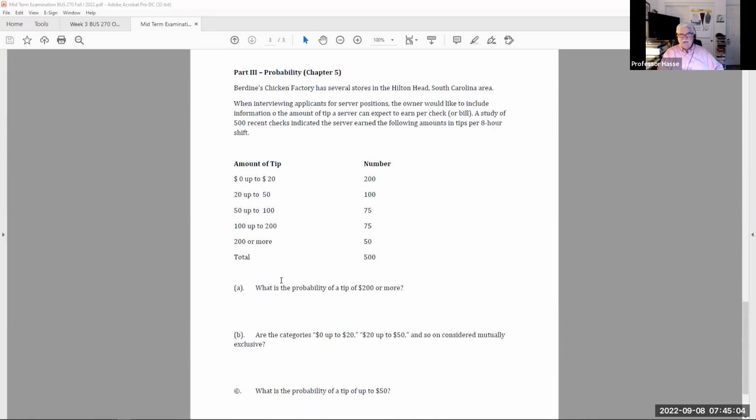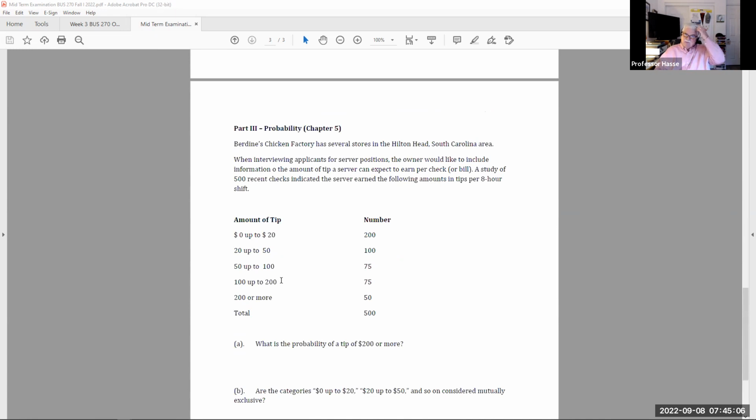And then in part 3, I want you to do some basic probability work. This is from chapter 5, if you want a reference. A chicken factory has several stores, and who comes up with these questions? Hilton Head, South Carolina. When interviewing applicants for some server positions, the owner would like to include information on the amount of a tip a server can expect to earn per check. In other words, they did a sample of 500 checks, and these were the amounts of tips given in those 500 checks: $0 to $20, $20 to $50, $50 to $100, and so on.